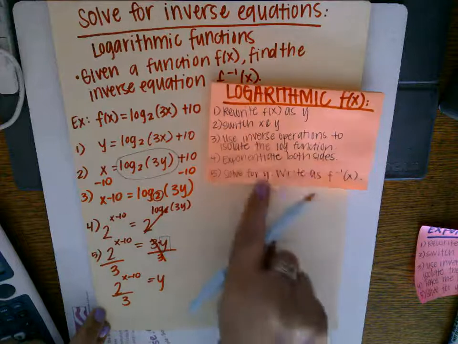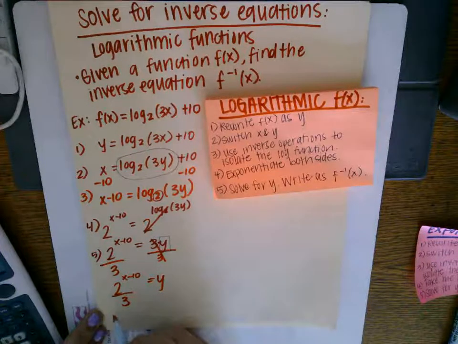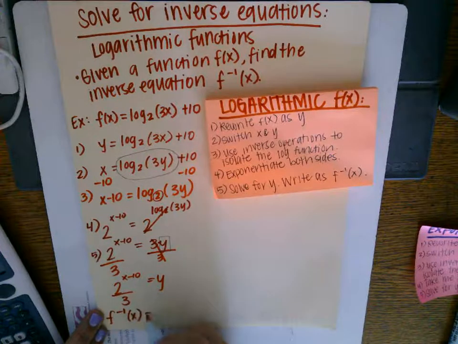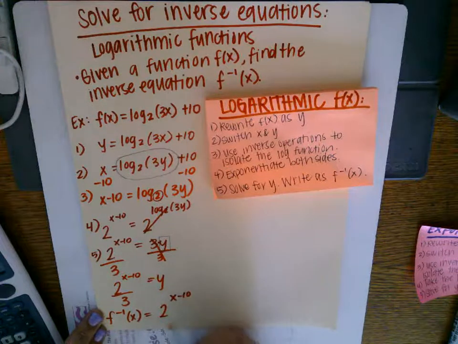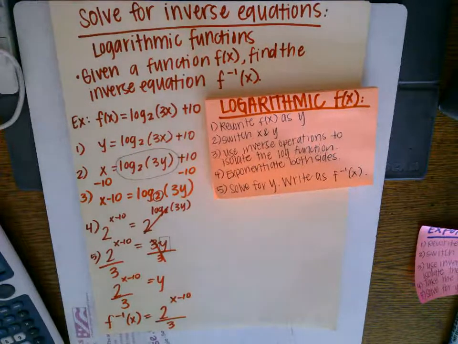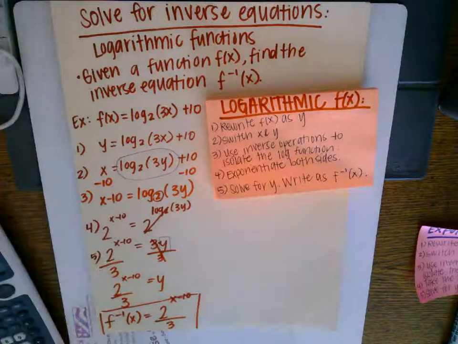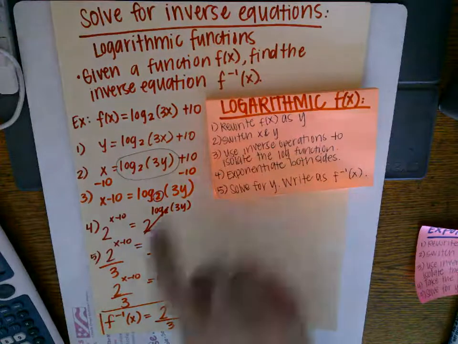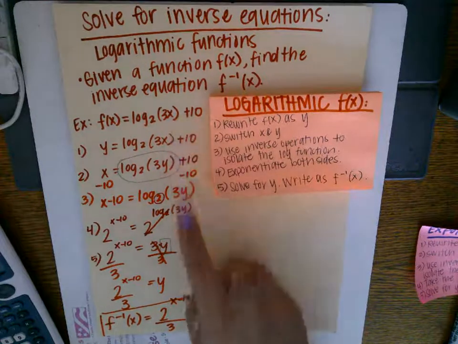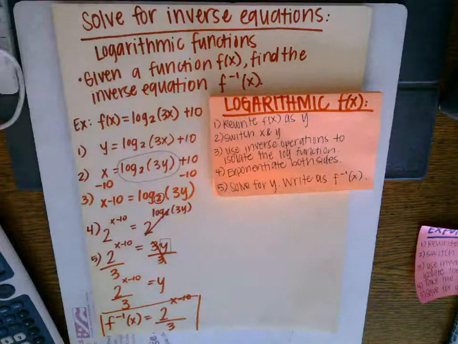And lastly, we want to write this with our function notation. So f inverse of x is 2 to the x minus 10 over 3. Take a moment to notice the log function we've started with and the exponential function we ended with. What do you notice about the equations? Are there any connections you can make between what the log function looks like and what the exponential function looks like?